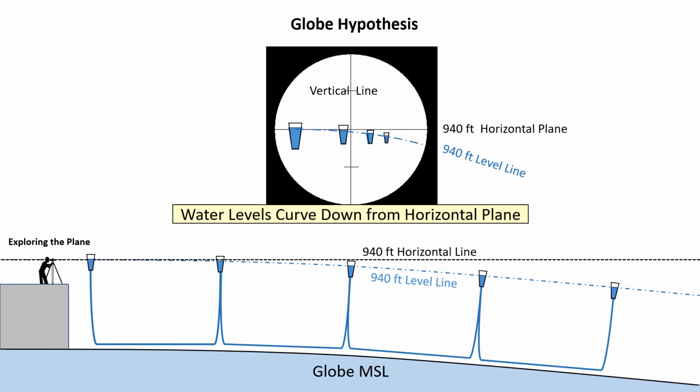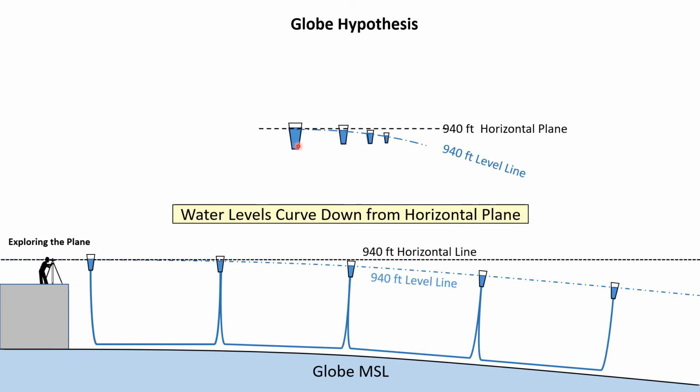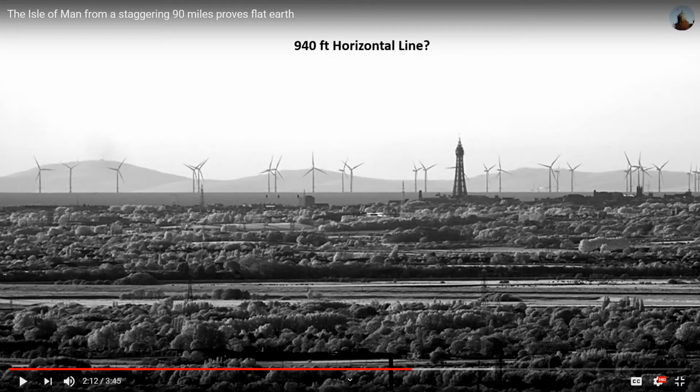But of course, we would see something completely different on a globe. Those 940-foot elevations will be curving down as they get farther away from Exploring the Plane's position. So where is the 940-foot horizontal line in this photograph?